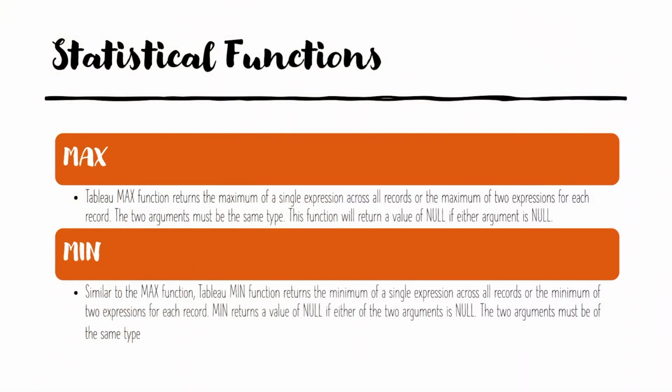Let's move on to our next number function, which is called statistical functions. There are two types of statistical function. One is the max and the minimum. So as the name suggests, the maximum and the minimum functions are used respectively where we want to find the maximum value or the minimum value from the data values based on the number of rows, or the function will also return the value if we are comparing between two different arguments. So let's look into how it works in Tableau.